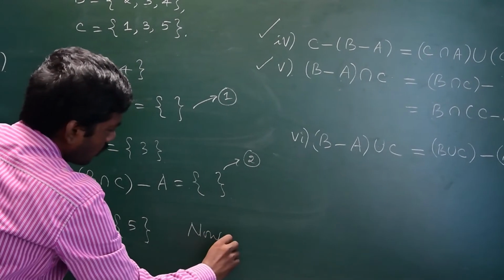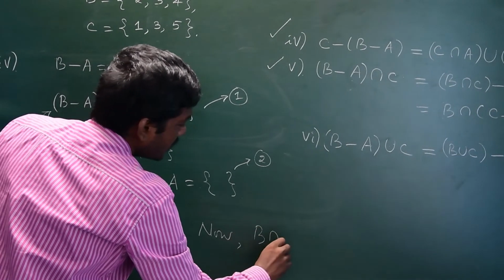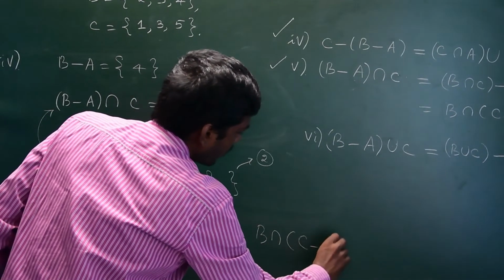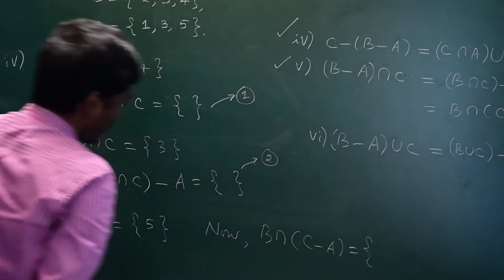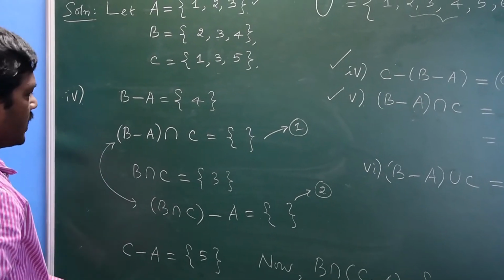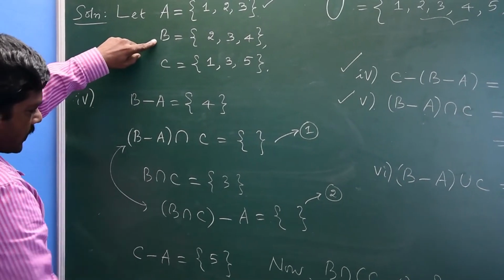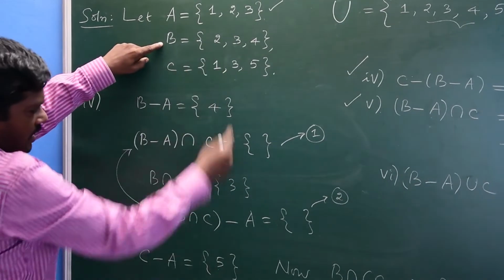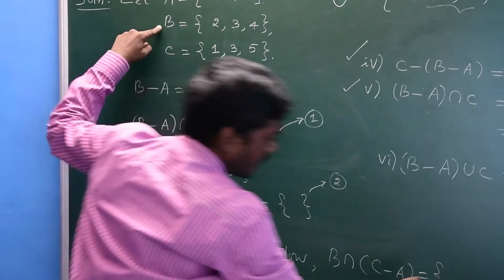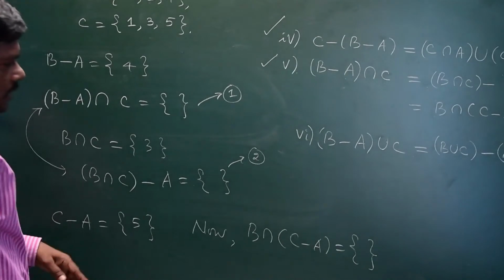Now B intersection C minus A. What is B intersection C minus A? B is here. C minus A is here. They have nothing in common. That is also the empty set. So this is 3.